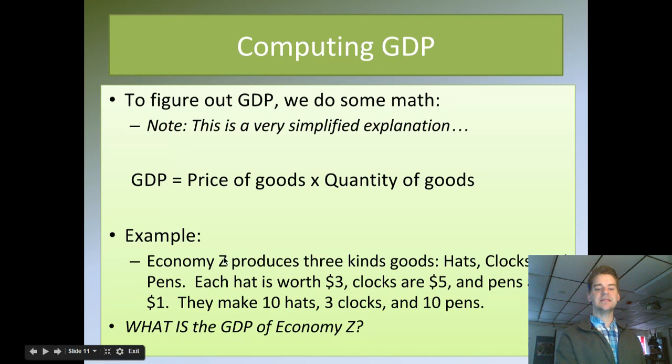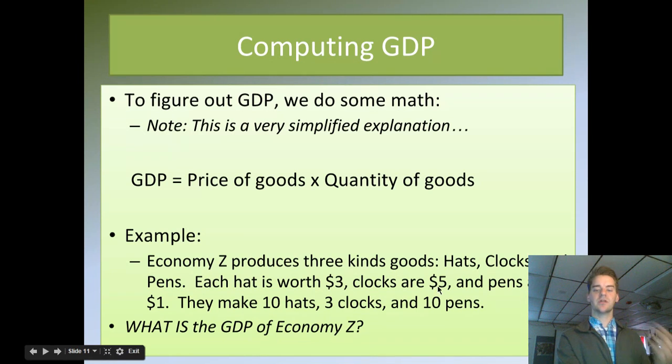It says if economy Z produces 3 kinds of goods, hats, clocks, and pens, and each hat is worth $3, clocks are $5, and pens are $1, and if we know that they made 10 hats, 3 clocks, and 10 pens, what is the GDP? Well, all you need to do is think, okay, if they made $3 hats and then sold 10 of them, well, $3 times 10, they made $30 just from selling hats.